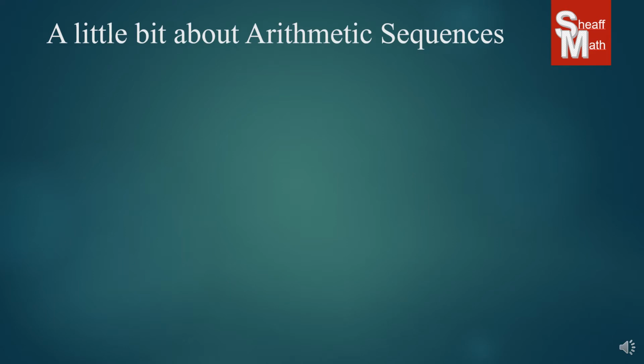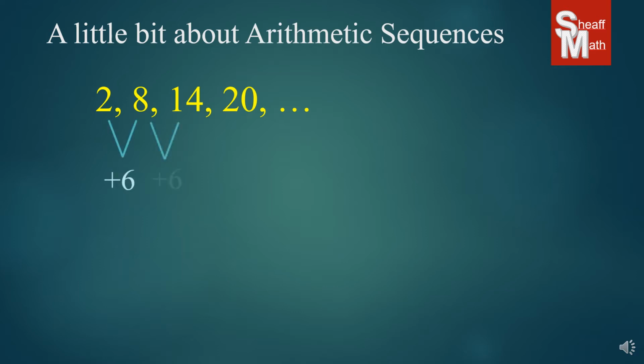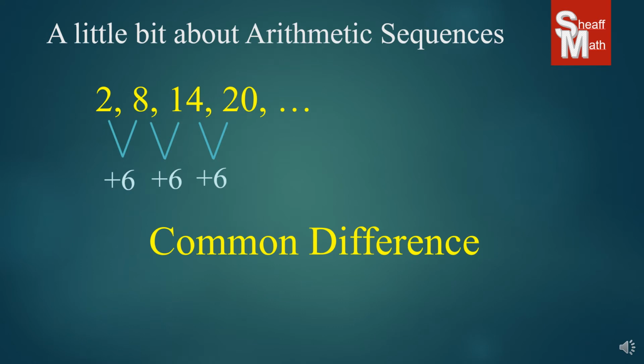Okay, now a little bit about arithmetic sequences. Here is an example of an arithmetic sequence, and what we're going to do is find the rate of change. I know most of you can probably figure this out in your head, that it's going up by 6 each time. But there's a way that you can always find the rate of change in any sequence, even the tough ones. And we call this the common difference. So that plus 6, that is the common difference. Why do I call it that?